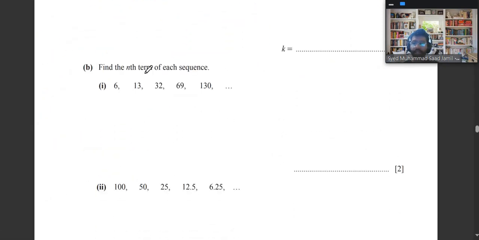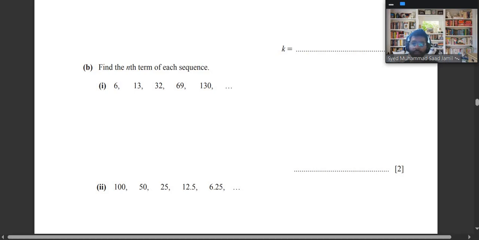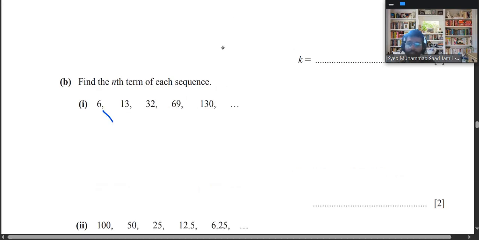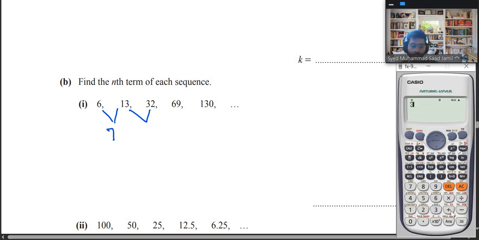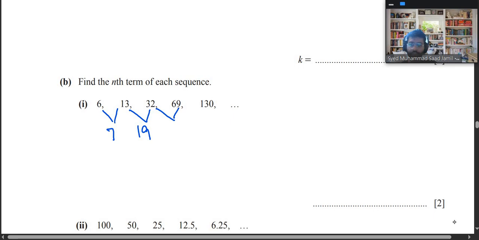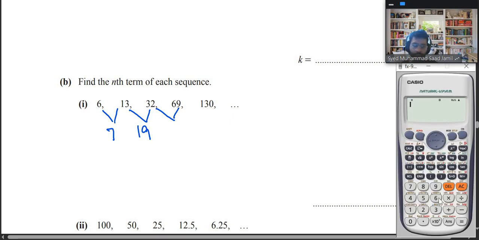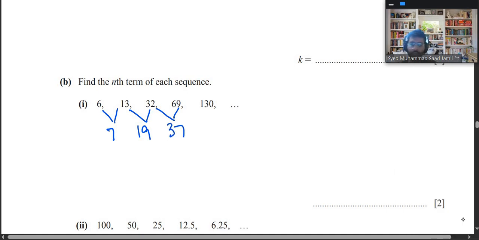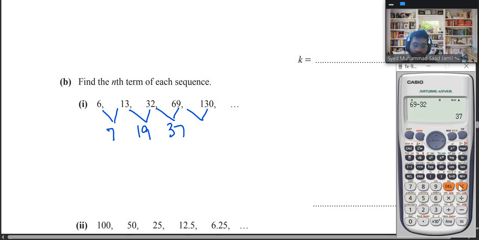Now it says find the nth term of each sequence. So now in this question, let me zoom in. We will first calculate the difference. So this one is 7. Then what's the difference over here? 32 minus 13, 19. Then what's the difference over here? 69 minus 32 is 37. And what's the difference over here? 61.